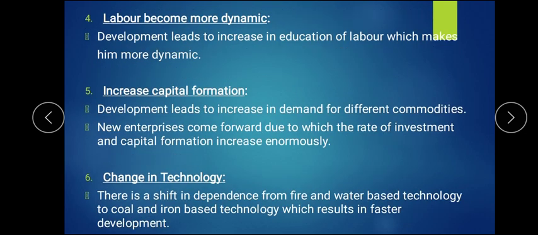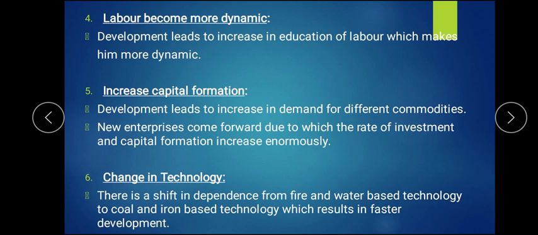Then after, labor becomes more dynamic. Yes, labor should be more skillful, and they should have more education. If their education increases, they have a wider capacity of mind, so dynamic changes can also be done. Then after, increase in capital formation. As there is a change in technology, new businesses will come up. When new businesses come up, new investment is being done, and capital formation increases.